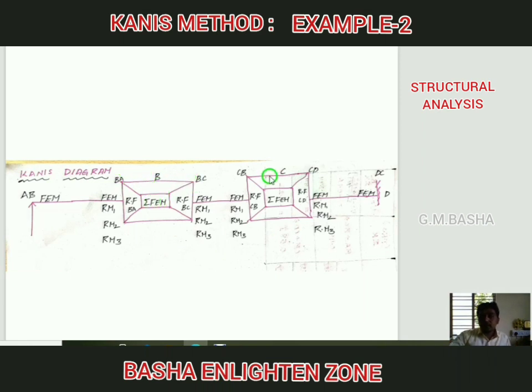You have to write this down in this box. Similarly for joint C, the sum of the fixed moments means CB plus CD. So you have to write that down here. And after that, we have to write down the rotation factors also.